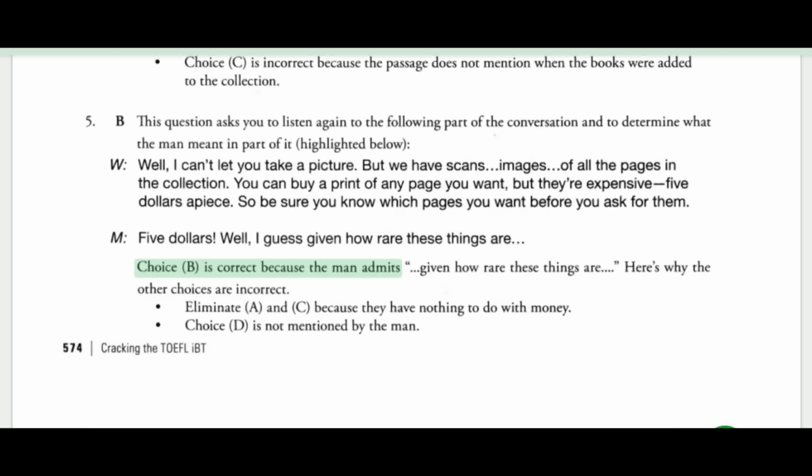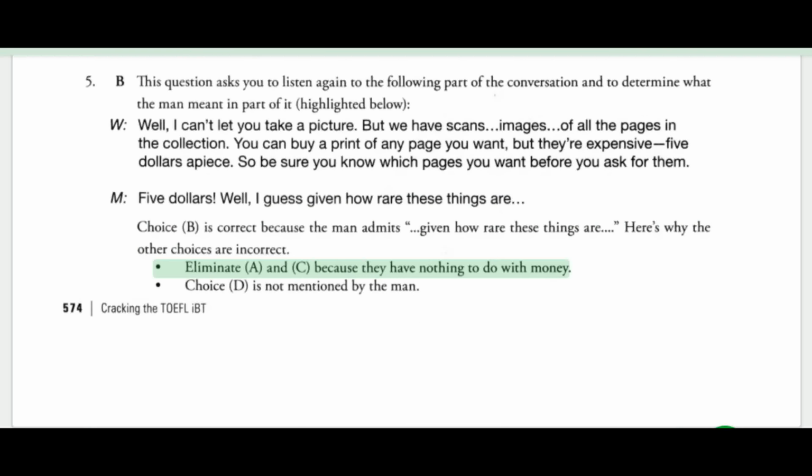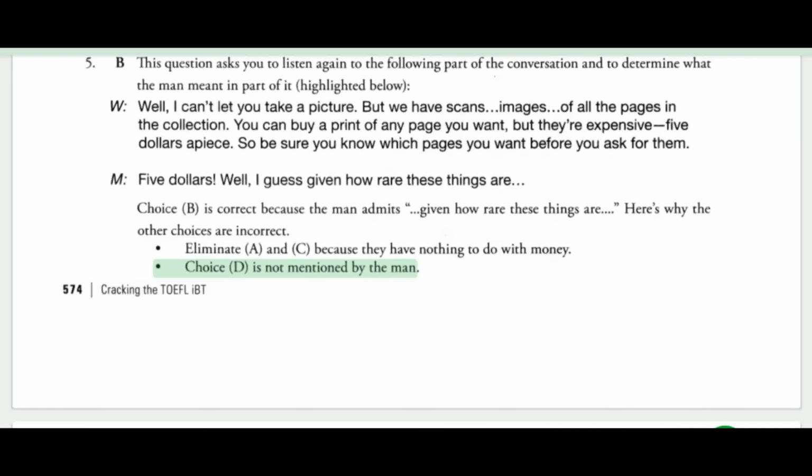Choice B is correct because the man admits, "Given how rare these things are." Here's why the other choices are incorrect. Eliminate A and C because they have nothing to do with money. Choice D is not mentioned by the man.